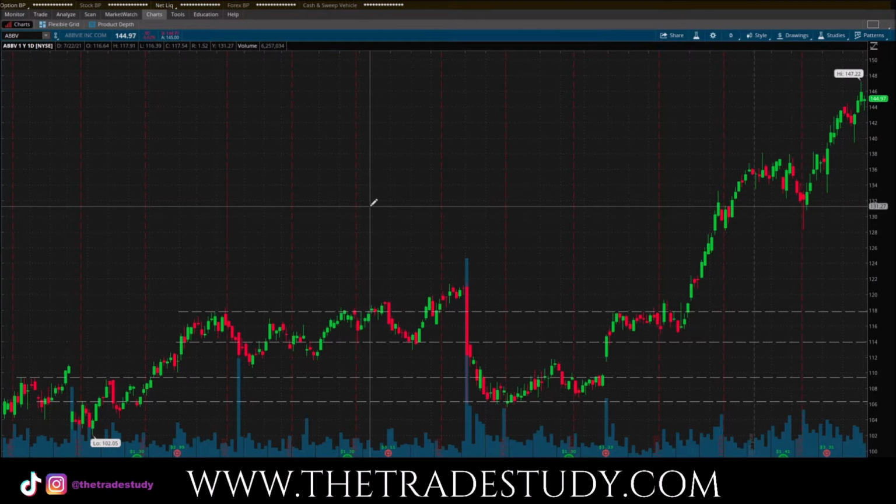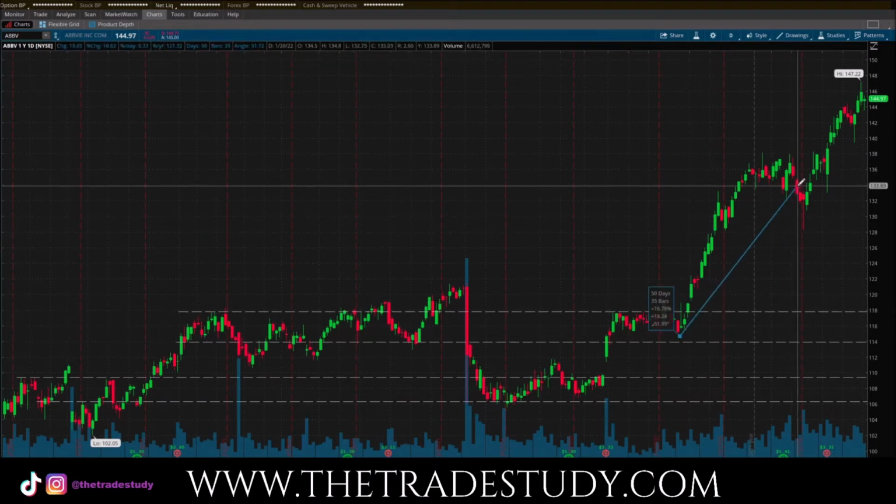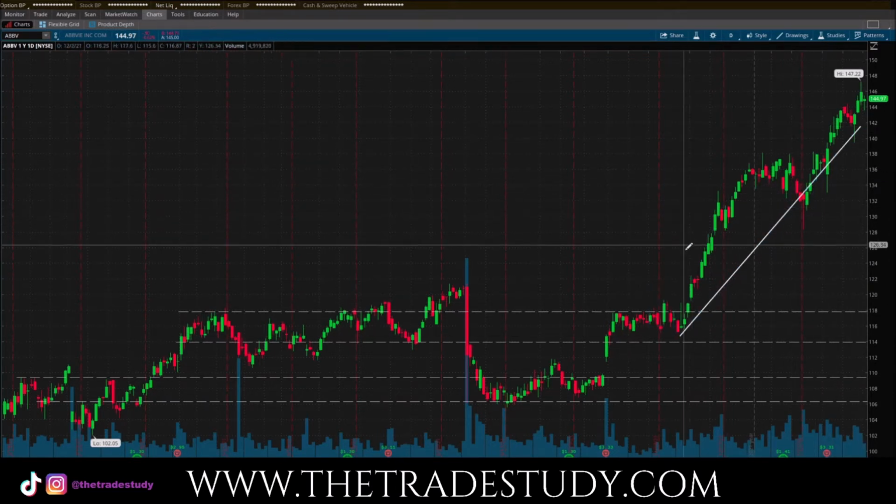uptrend and your downtrend when you're looking at charts, and you can see a clear uptrend right here, a perfect example where the stock has broken out in the last couple months, you would know that a strong uptrend results in strong demand. Support is the price level where a stock does not fall below in a period of time.